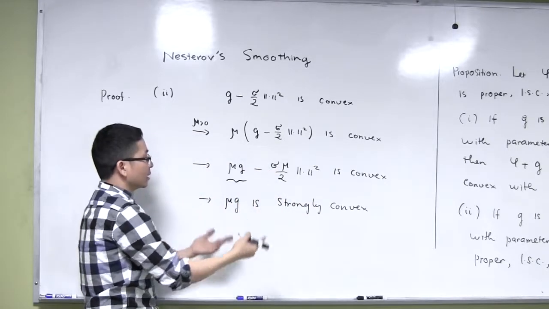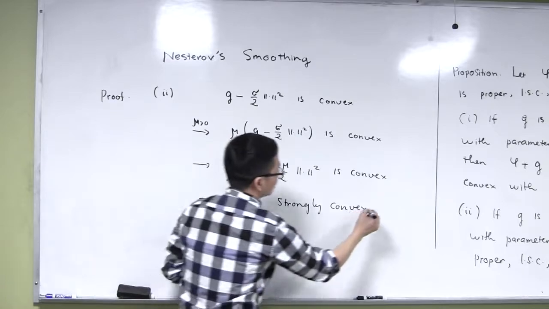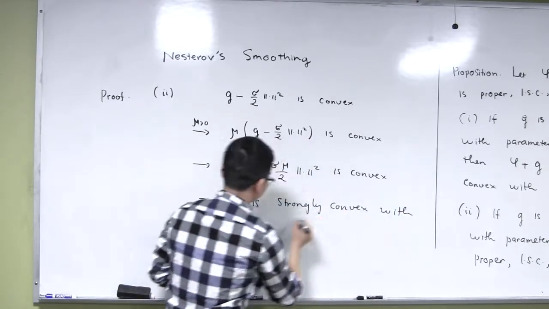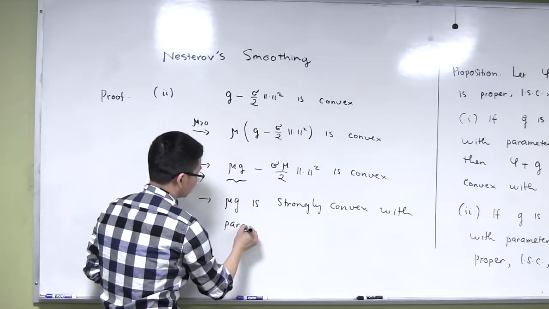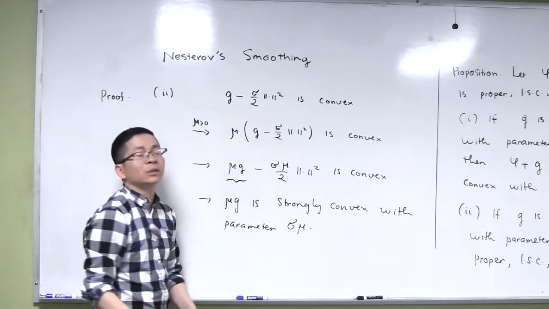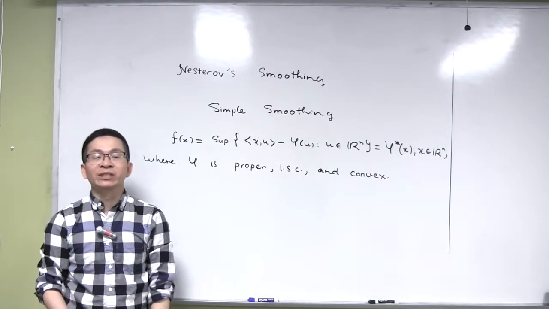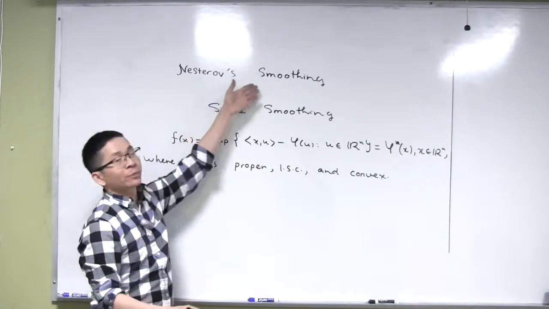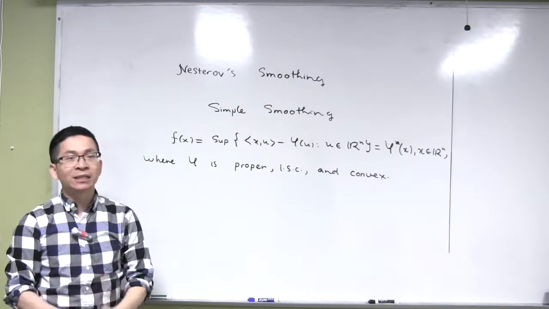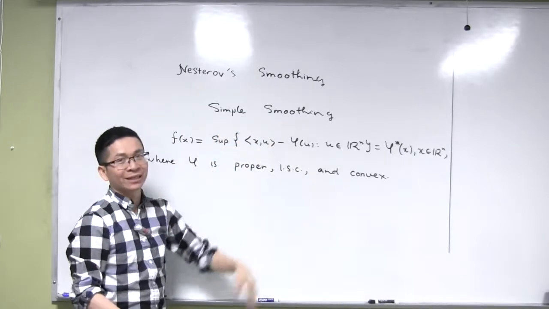And the parameter is sigma times mu from here. Okay, so the proof is complete. Now I am getting to the main part of the lecture on Nesterov smoothing. To make the presentation easy, at first I'm going to talk about simple smoothing.